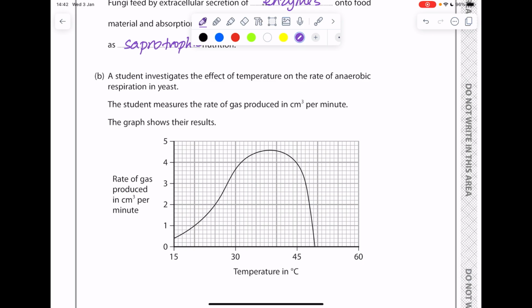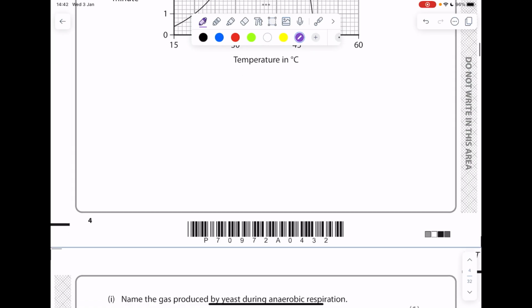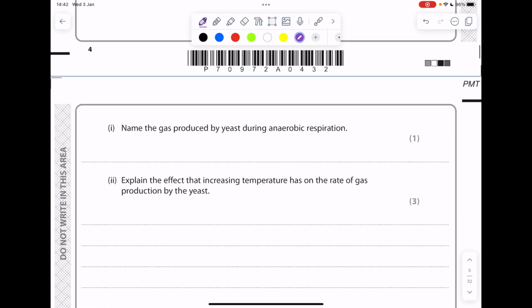A student investigates the effect of temperature on the rate of anaerobic respiration in yeast. The student measures the rate of gas produced in centimeters cubed per minute. The graph shows their results. Name the gas produced by yeast during anaerobic respiration. Remember, they produce ethanol and carbon dioxide.